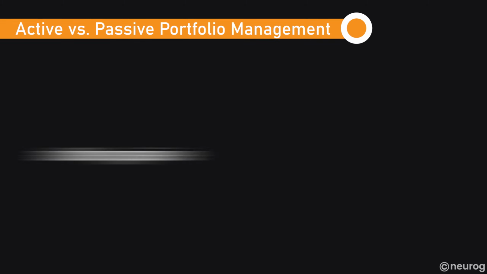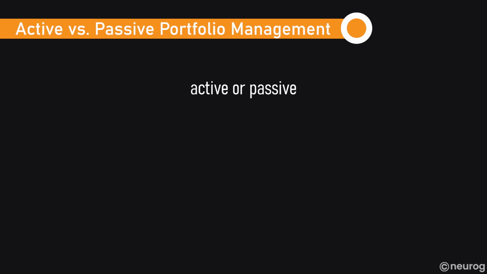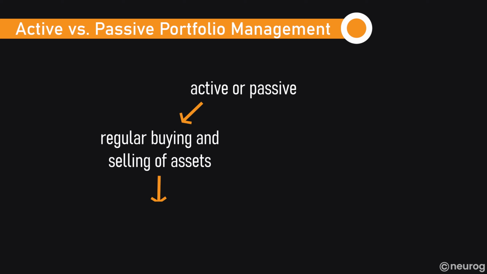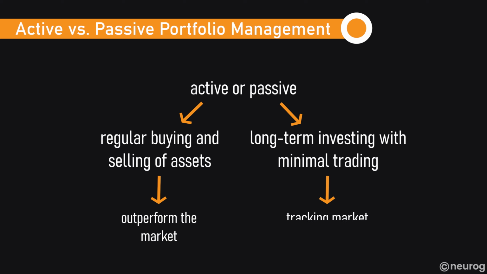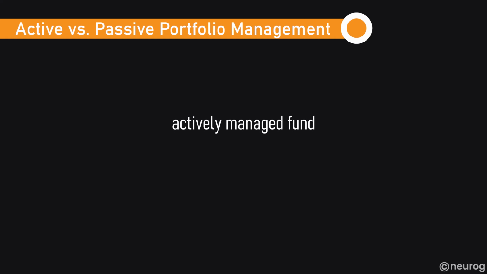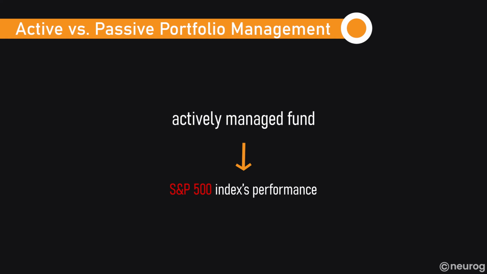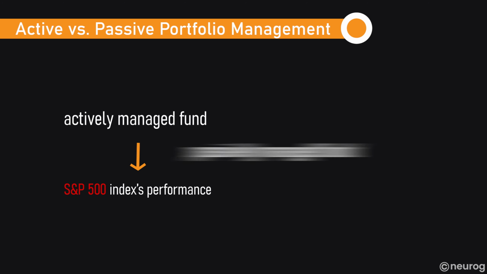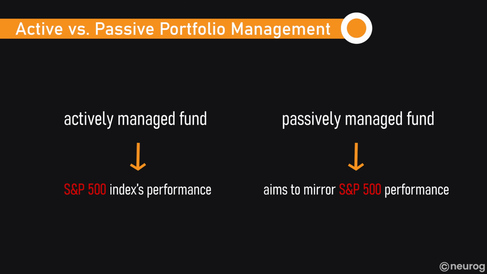Portfolio management can be active or passive. Active management involves regular buying and selling of assets to outperform the market. Passive management, on the other hand, focuses on long-term investing with minimal trading, often tracking market indexes. For example, an actively managed fund might try to beat the S&P 500 index's performance, while a passively managed fund aims to mirror its performance.